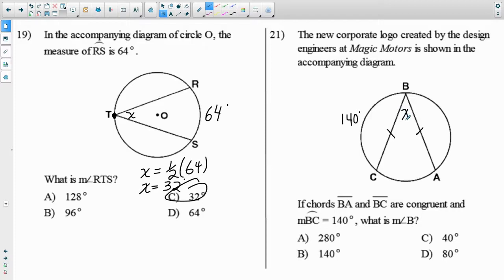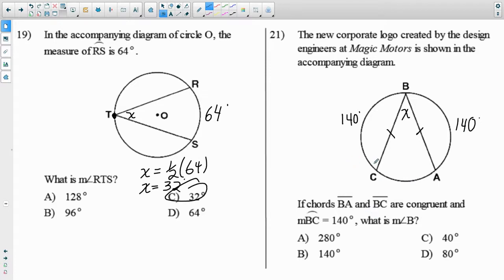Okay, so right here, they're asking for the measure of angle B. Well, I know B is an inscribed angle. I don't have the intercepted arc. However, they did tell me that these two chords are congruent. Well, congruent chords intercept congruent arcs. So it should be kind of obvious to your eye that if this is 140 and these two arcs are the same, that this arc over here will also be 140 degrees.